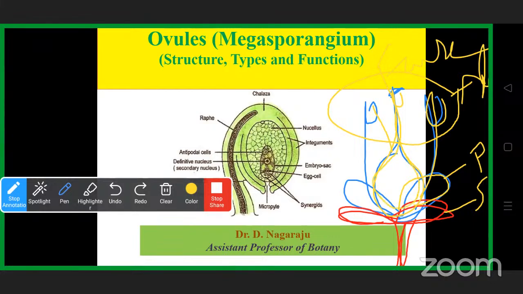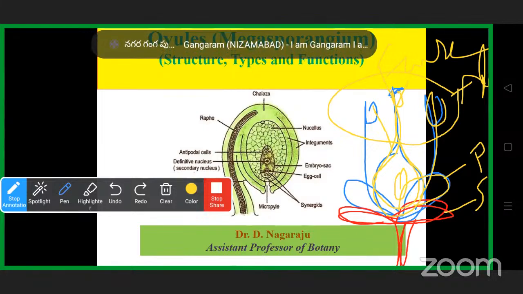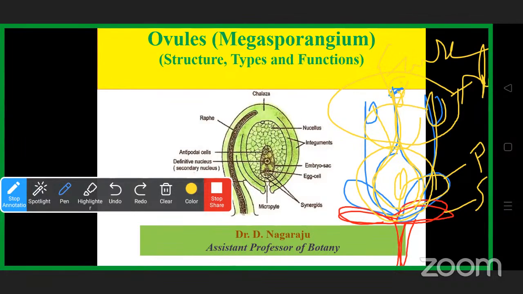Gynoecium is again divided into three parts. What are those three parts? Ovary, style, and stigma. These are the three parts. The ovary is a sac that contains the ovules. After fertilization, the ovary will become the fruit and the ovule will become the seed.